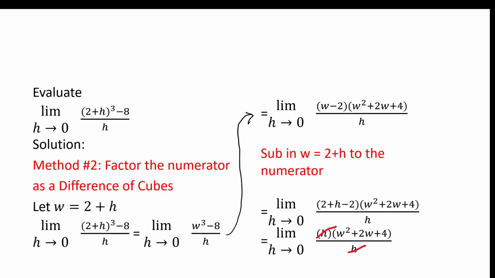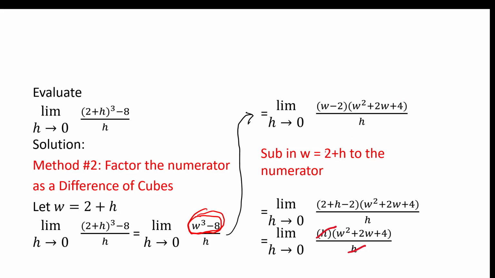Okay? Now another method is a little bit quicker. Hopefully you can see that what you've got there is a difference of cubes. If you let w simply equal 2 plus h, then what you've actually got in the numerator is w cubed minus 8, and in the denominator you've got h. So let's factor w cubed minus 8. You get, again, recognizing it as a difference of cubes, w cubed minus 2 cubed. We end up with (w minus 2) times (w squared plus 2w plus 4).